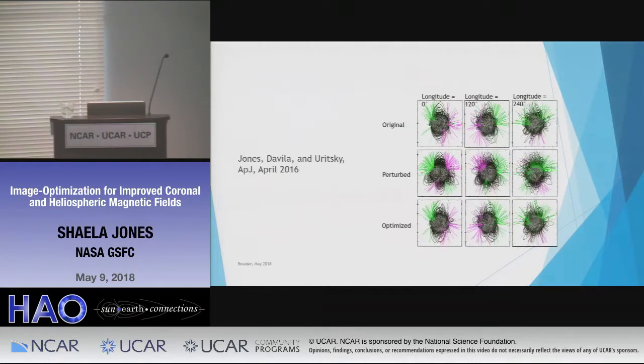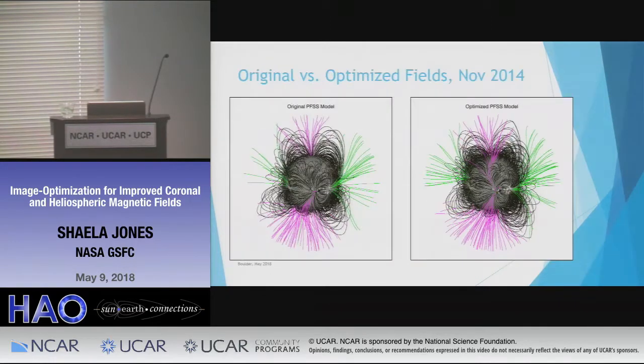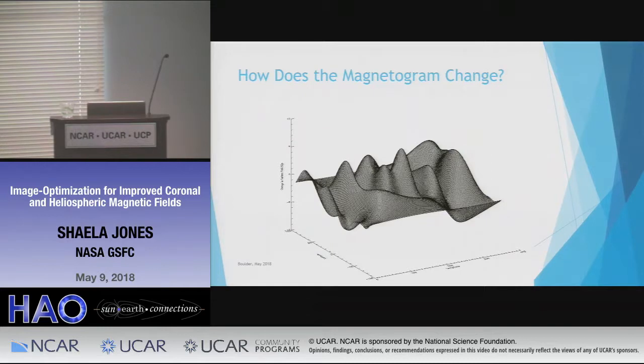Yes. So that's sort of what this wiggly plot is. This is the difference between the original magnetogram and the optimized magnetogram, taking out all the parts that are the result of transforming and inverse transforming. Oh, before optimizing.